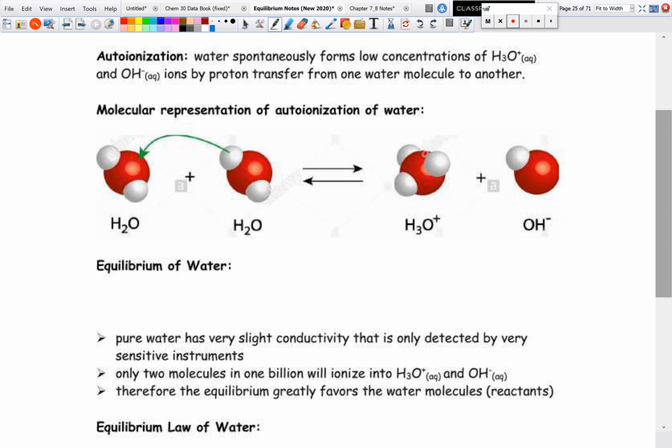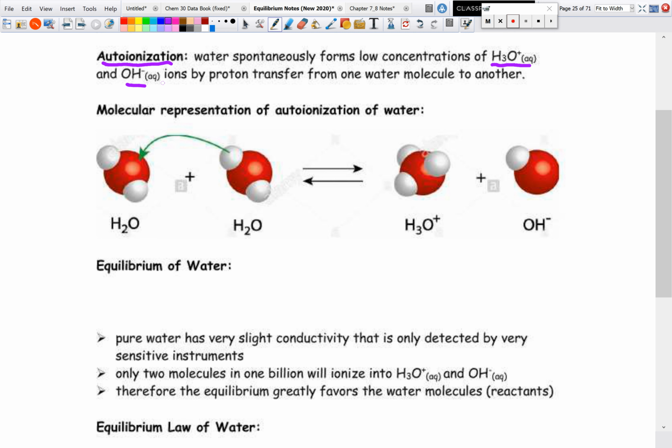So of course with water, and we looked at this in Chem 20, we know that water can undergo an auto-ionization. What that means is that water will spontaneously form very low concentrations of hydronium, H3O+, and hydroxide. This happens when two water molecules, about 1 in every 2 billion, will actually collide and transfer a hydrogen ion.